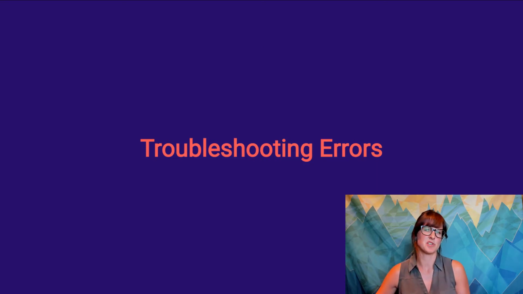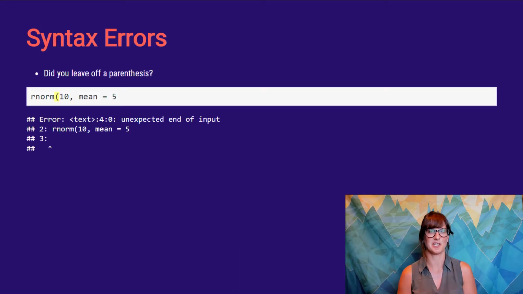So let's talk about troubleshooting some common errors with functions, maybe some strategies for approaching these problems. The first thing to look for is what we call a syntax error. It kind of just means a typo. So a common one is forgetting a parentheses. Now in this case, it's very easy to spot the missing parentheses.